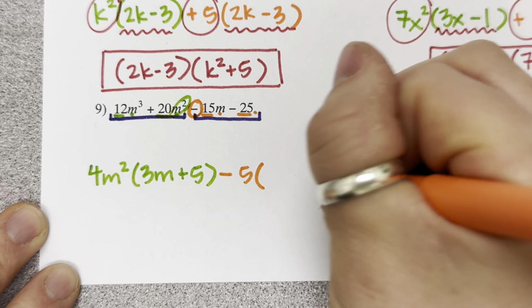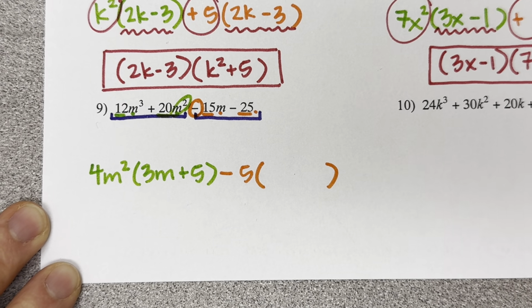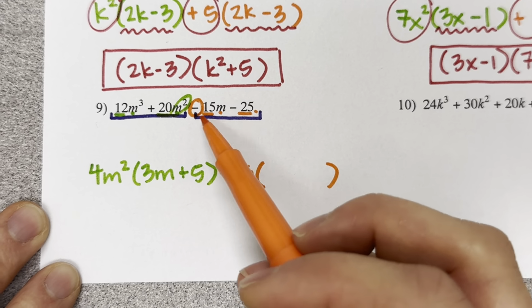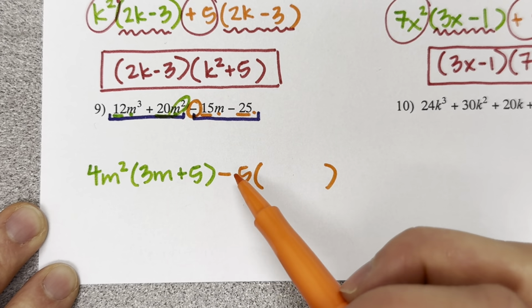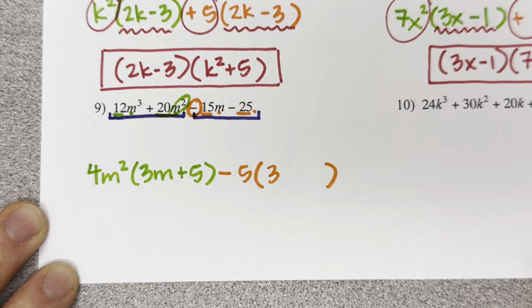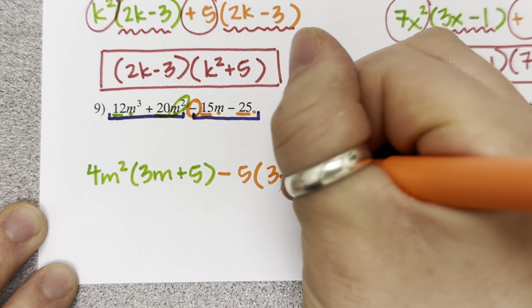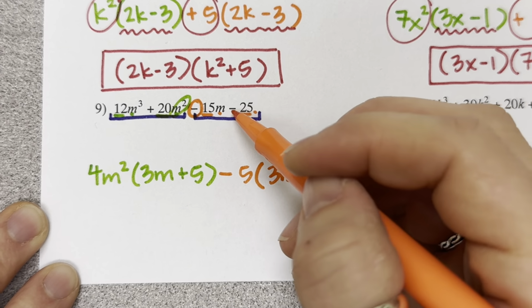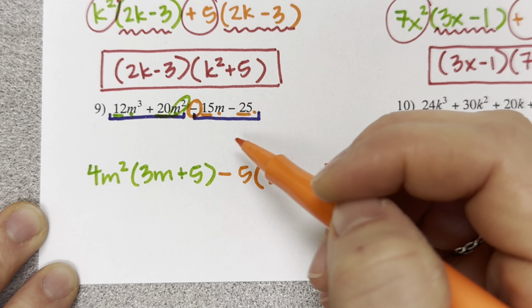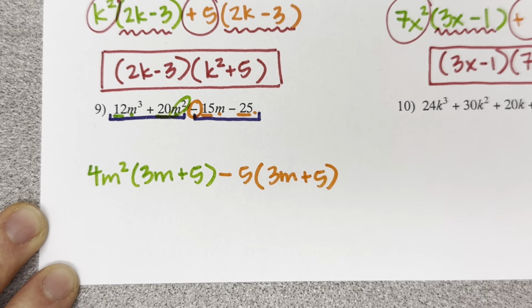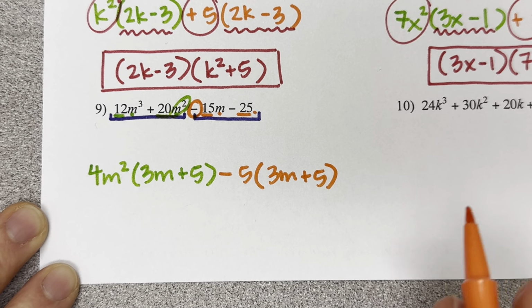Now I just figure out what's left inside. We need to divide negative 15, that was a negative, right? Negative 15 divided by negative 5 will give me positive 3. Couldn't divide out that m, so we still have the m attached. Negative 25 divided by negative 5 gives me positive 5, and no m's were attached.